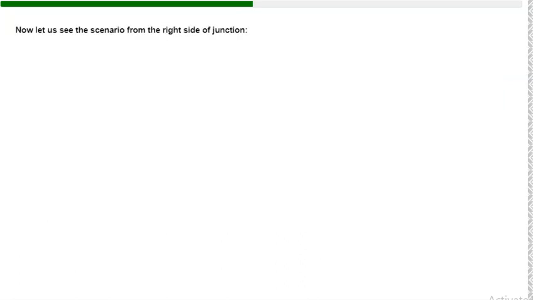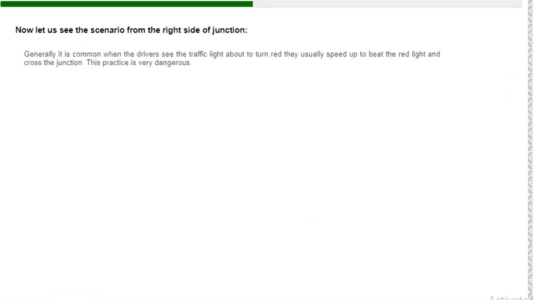Now let us see the scenario from the right side of the junction. Generally it is common when drivers see the traffic light about to turn red, they usually speed up to beat the red light and cross the junction. This practice is very dangerous.